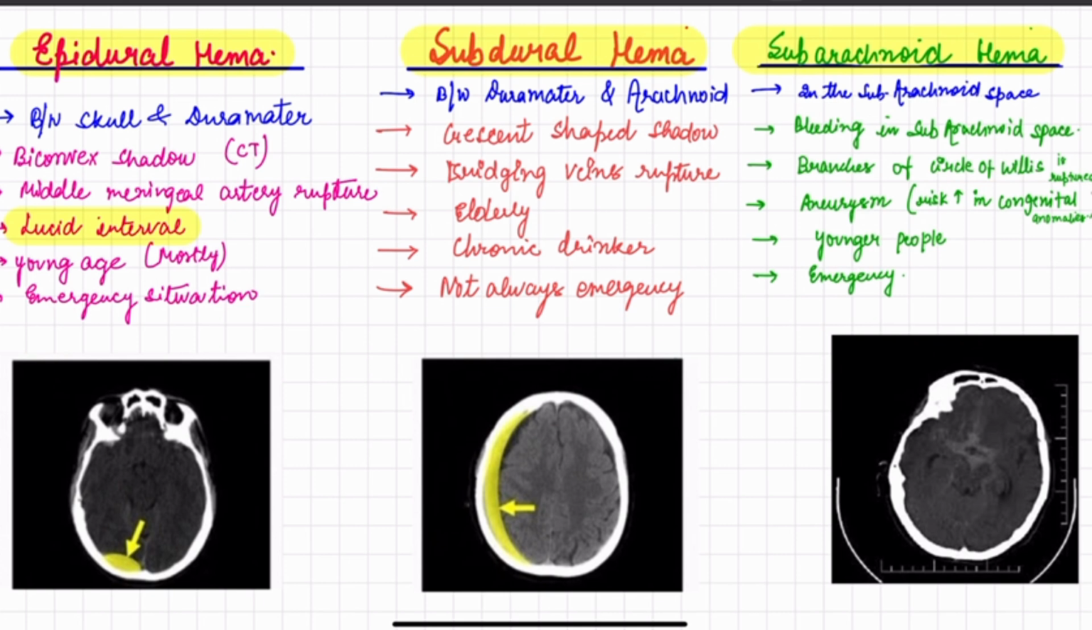Bridging veins rupture. Summarizing, we have to remember the reason, the shape by which you can recognize the type of hematoma in the CT scan, and the situation. In accidental cases, epidural hematoma is the most famous hematoma.